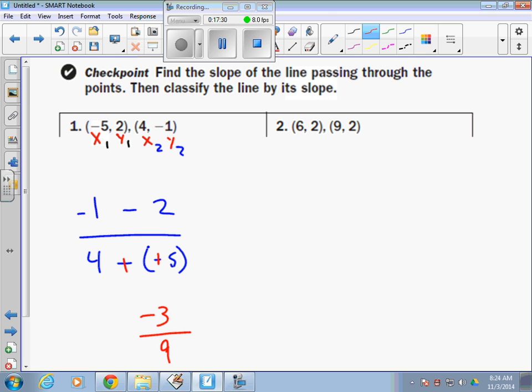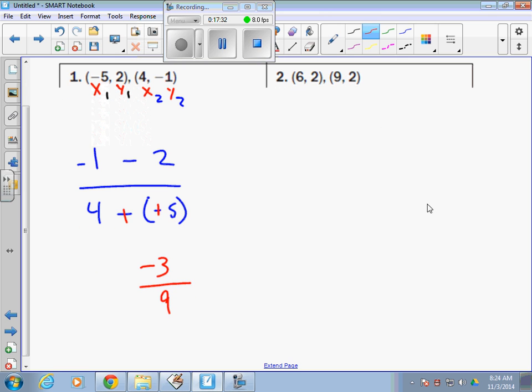You can't leave it like this. Only because the number 3 goes into both of these. You need to reduce it, just like we've been doing all year. Negative 3 goes into itself 1 time, and it goes into 9 3 times. So your slope simplified is negative 1 over 3. If you leave it as negative 3 over 9, you're going to get it wrong.